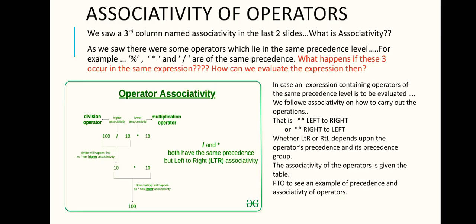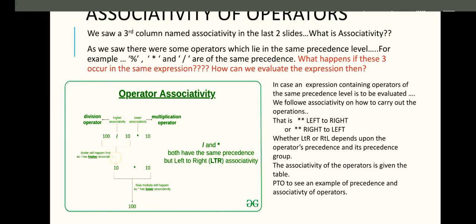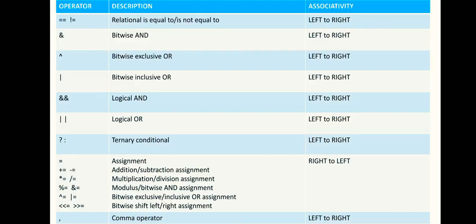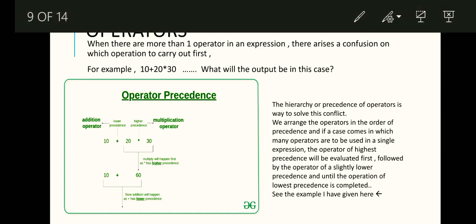And the next important topic is the associativity of operators. To understand associativity, we are going to see a simple example here. We take the expression 100 divided by 10 multiplied by 10. First, when we saw the hierarchy, we had operators of different precedence. So we brought in the precedence hierarchy, and we solved the problem by carrying out the higher precedence operation first and then the lower precedence operation.